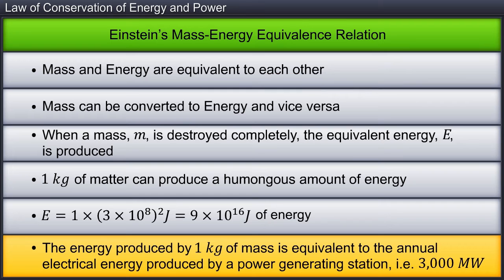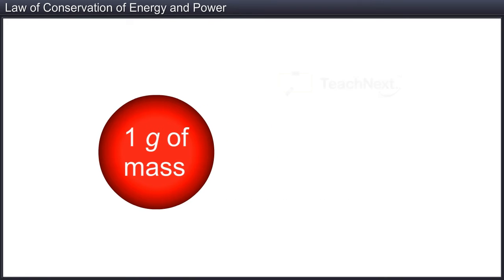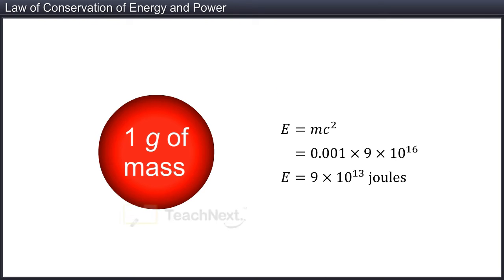The energy produced by 1 kilogram of mass is equivalent to the annual electrical energy produced by a power generating station, that is, 3000 megawatts. Now, if 1 gram of mass is completely destroyed, the energy produced is expressed as E = mc², that is, equal to 0.001 × 9 × 10¹⁶, that is equal to 9 × 10¹³ joules.